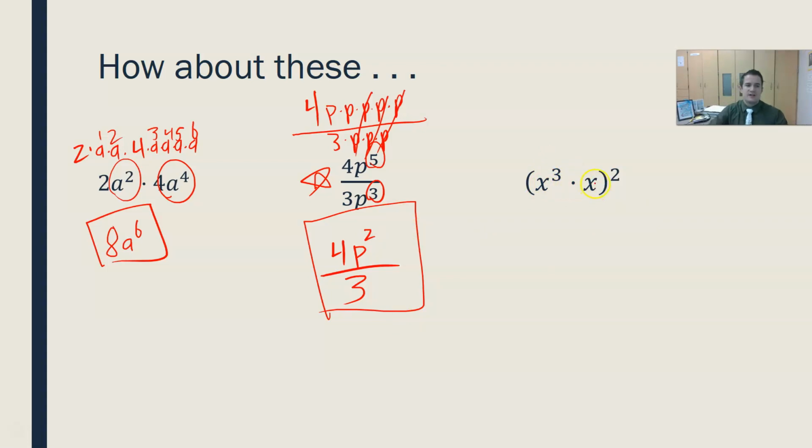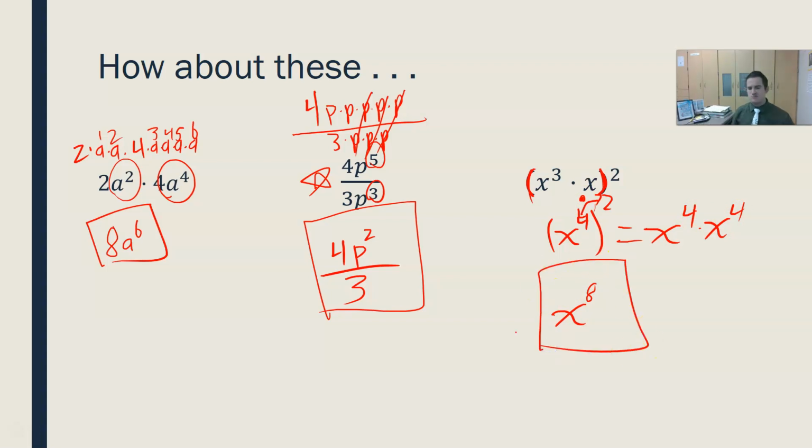Here, x to the third times x to the second power. Well, first of all, in this little parentheses, x to the third times x is x to the fourth, because 3x's plus 1x is 4x's. And then x to the fourth squared, I can either write x to the fourth times x to the fourth, because x to the fourth squared is just x to the fourth multiplied by itself. Or you can recognize that 4 times 2, when I multiply these together, gives me x to the 8. 4x's and 4x's give me x to the 8. So those are a lot of the basic rules with exponents that we've discussed.